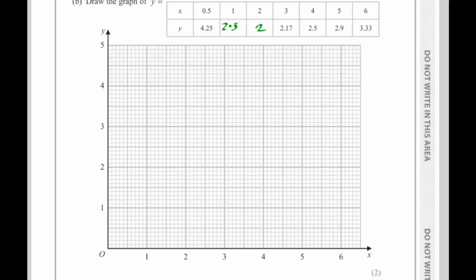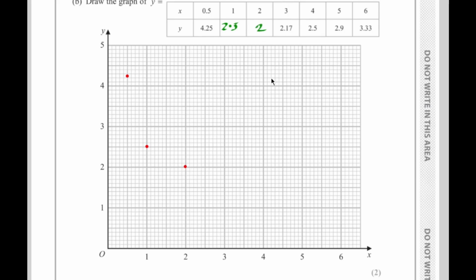Now we have the completed table and we have the grid here. We need to plot them and draw the curve. First one is 0.5, 4.25. 0.5 is here, 4.25 all the way here. Next one, 1, 2.5, 1, 2.5 here. Next one, 2, 2.